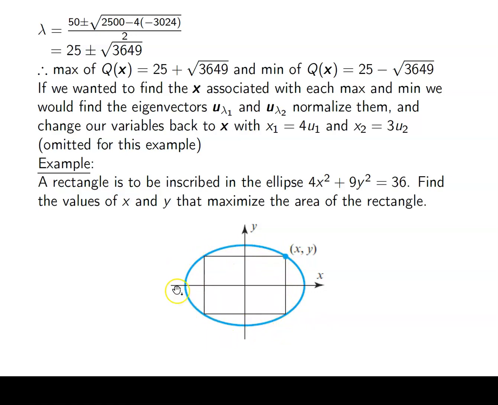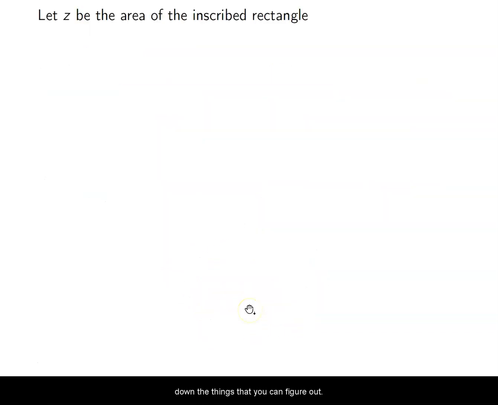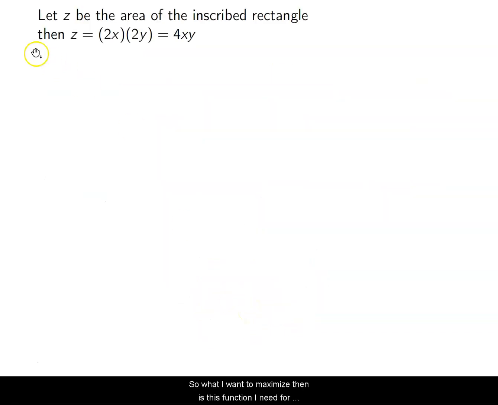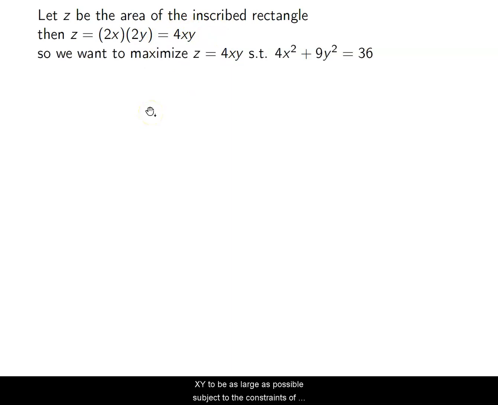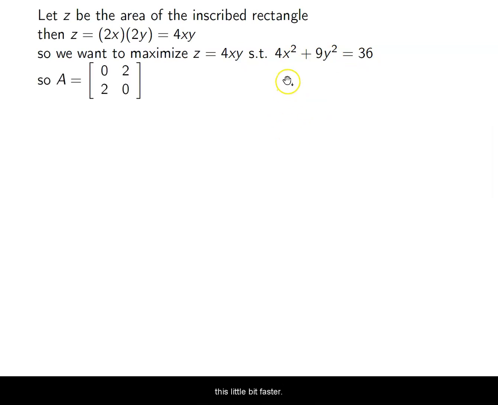So 2x's and 2y's is the area of this rectangle. So again, for these application problems, you just start to write down the things that you can figure out. So what I want to maximize then is this function. I need xy to be as large as possible, subject to the constraints of the equation for the ellipse. All right, so now that I know what I want to maximize and what my constraint is, I can do everything the exact same way as I did for the last example. So I'll run through this a little bit faster.